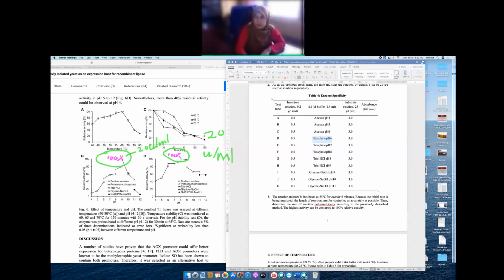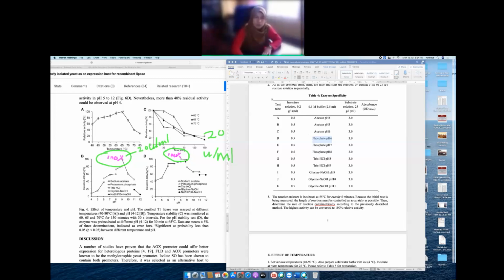I mean the optimal pH, because optimal pH is exactly the minute you add the enzyme and the substrate, you immediately go for the reaction. But for this one, you put it outside for a while, so there must be some decrease in terms of the activity for the enzyme.